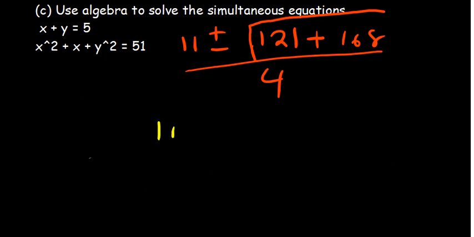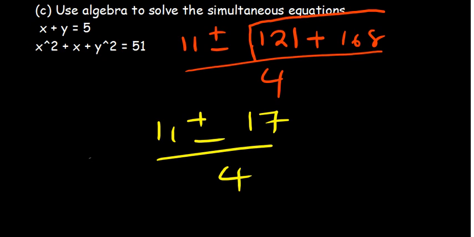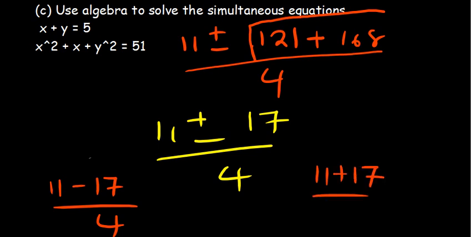So I have 11 plus or minus the root of... 121 plus 168 is 289. What is the root of 289? It's basically 17, over 4. So what was coming out there is y. So y is going to have about 2 values here. The first value is going to be 11 minus 17 over 4. Then the other value is going to be 11 plus 17 over 4.